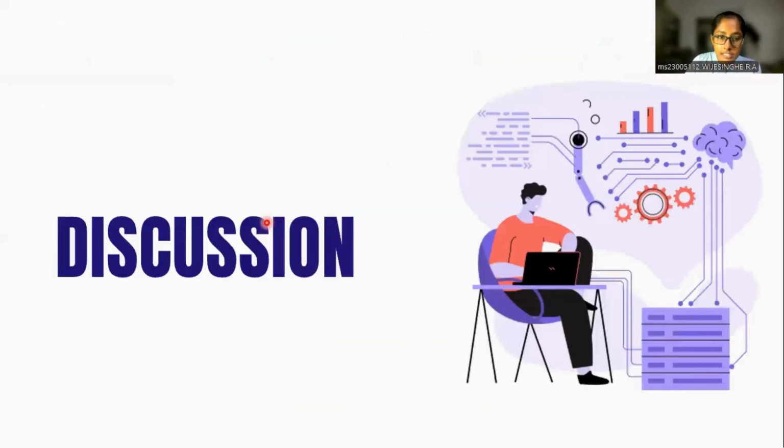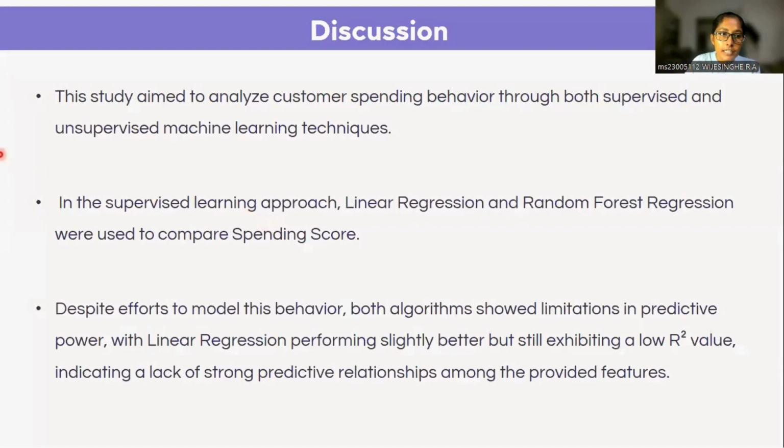Then when it comes to the discussion, this study aimed to analyze customer spending behavior through both supervised and unsupervised machine learning techniques. In the supervised learning approach, we used linear regression and random forest regression to compare the spending scores. Despite efforts to model this behavior, both algorithms showed limitations in predictive power, with linear regression performing slightly better but still exhibiting a low R squared value, indicating a lack of strong predictive relationships among the provided features.